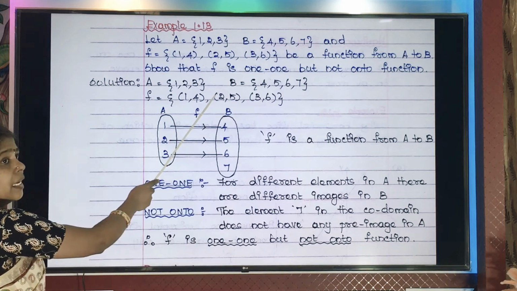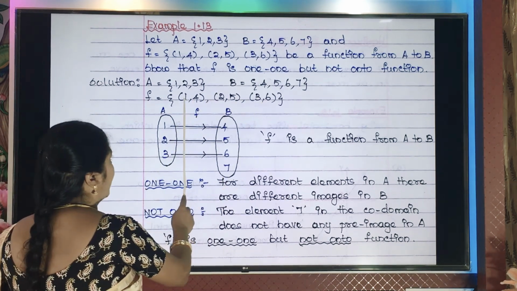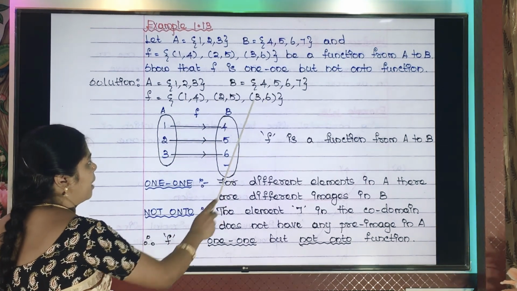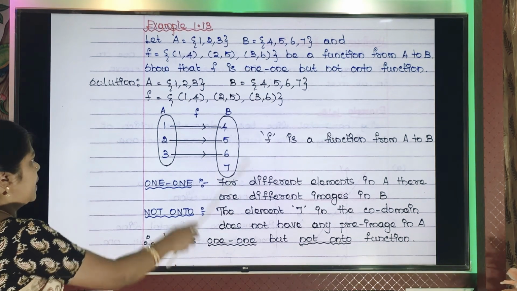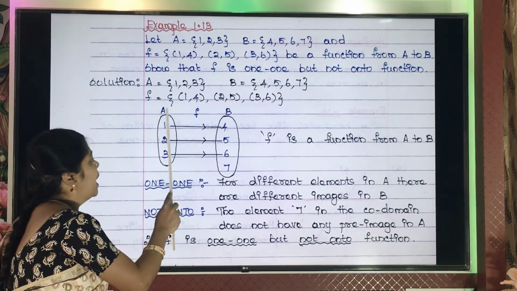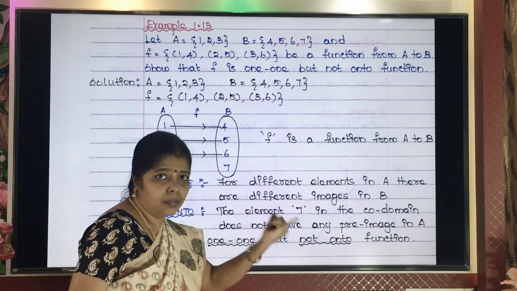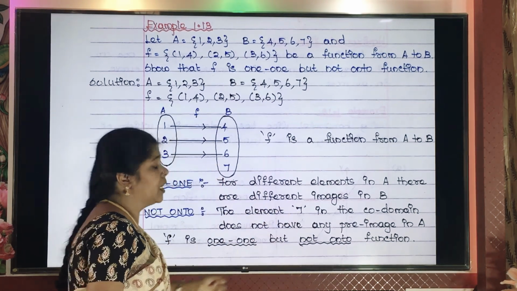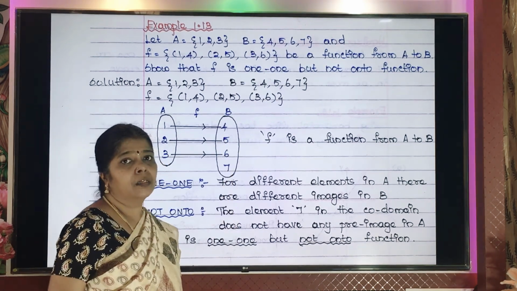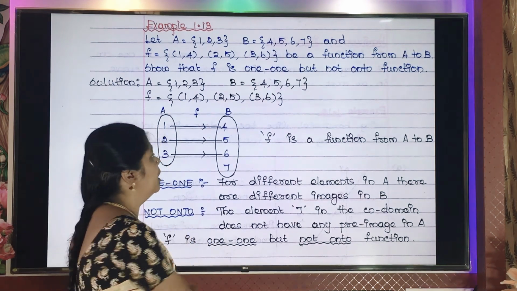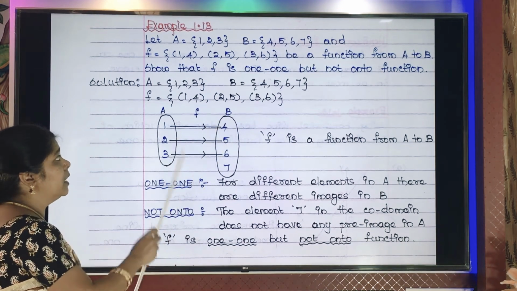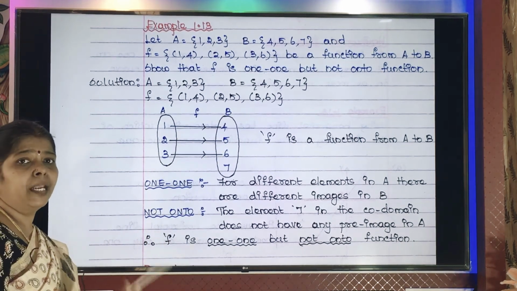As per the given data, 1 is mapped to 4, 2 should be mapped to 5, 3 should be mapped to 6. Now we say that this is a function. Why? Because each element in set A has an image in set B. That is the first condition. And the second condition, all the elements here have a distinct image in B. So both the conditions for a function are satisfied. Therefore we say f is a function from A to B. But the question here is whether it is one-to-one and it should not be onto.